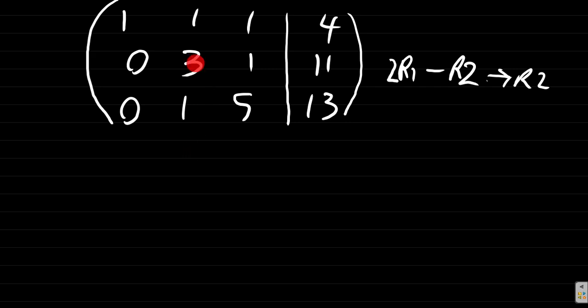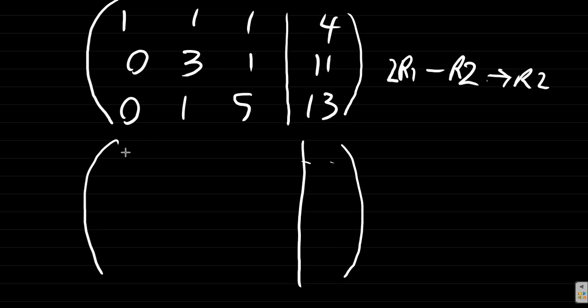You could cause a 0 to come here if you want, but the usual way is to make the 0 here. So what you do, let us make changes to row 3 alone. So you rewrite row 1, rewrite row 2 as it is, and then change row 3. How are you going to change row 3?